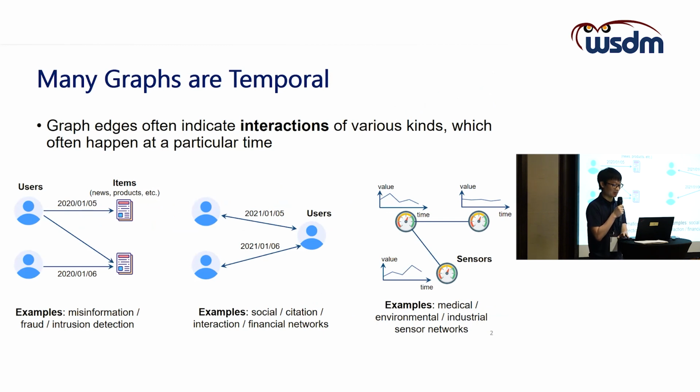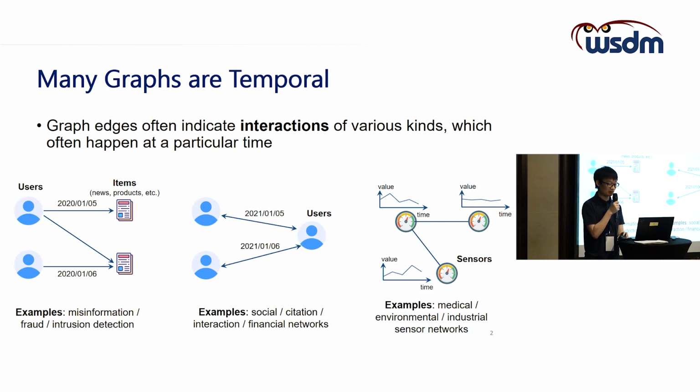There are many examples of this. For example, here we have a bipartite graph where the users are interacting with items such as news, products, and so on. This is the case for applications like misinformation detection, fraud, and intrusion detection. Here we have another case, an undirected graph where users are interacting with users. This is the case for social networks, citation networks, financial networks, and so on.